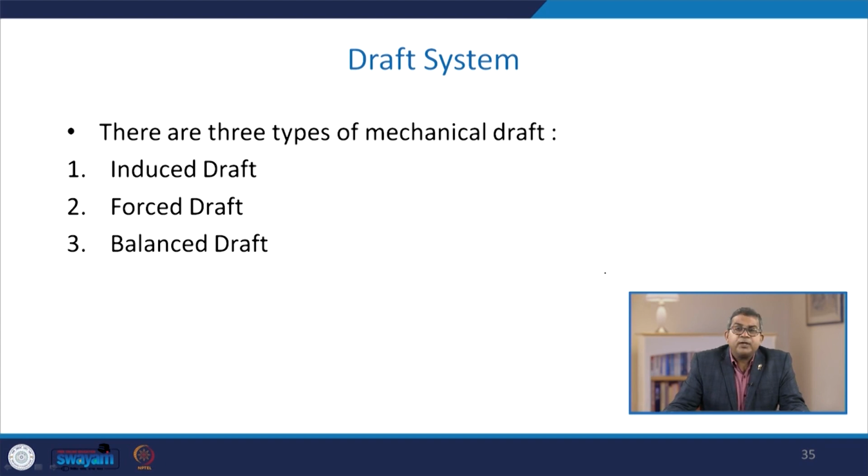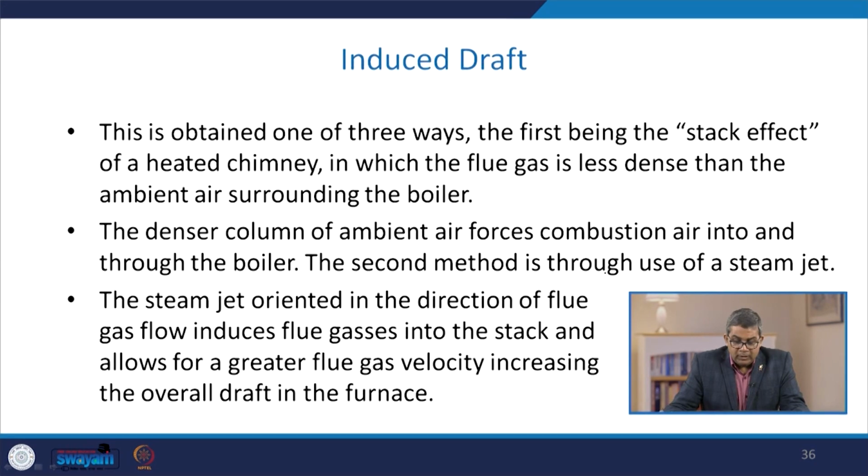Usually we have three different types of mechanical draft. One is the induced draft, second is the forced draft, and third is the balanced draft. Now, induced draft is obtained in one of three ways. The first is the stack effect, or a heated chimney, in which the flue gas, at the higher temperature, is less dense than the ambient air surrounding the boiler. The denser column of ambient air forces the combustion air into and through the boiler.